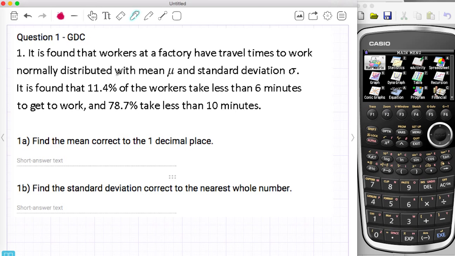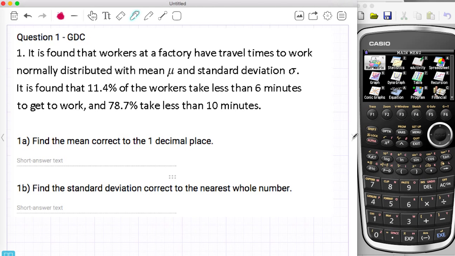Okay, so workers at a factory have travel times normally distributed, a mean of mu and a standard deviation of sigma. It's found that 11.4% of the workers take less than 6 minutes to get to work and 78.8% take less than 10 minutes. Find the mean and the standard deviation.